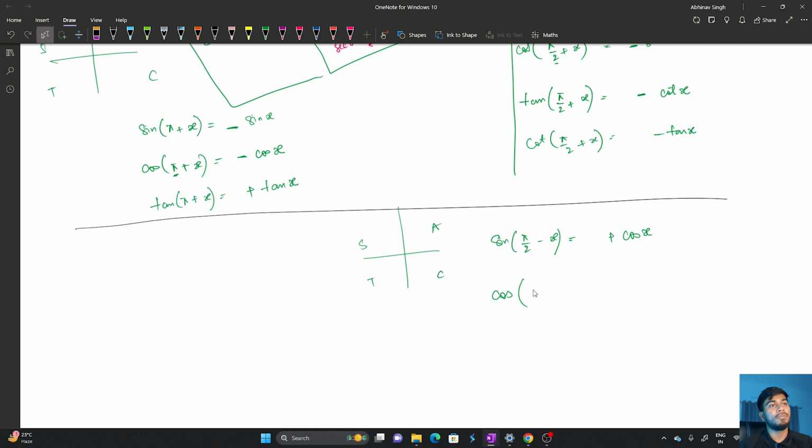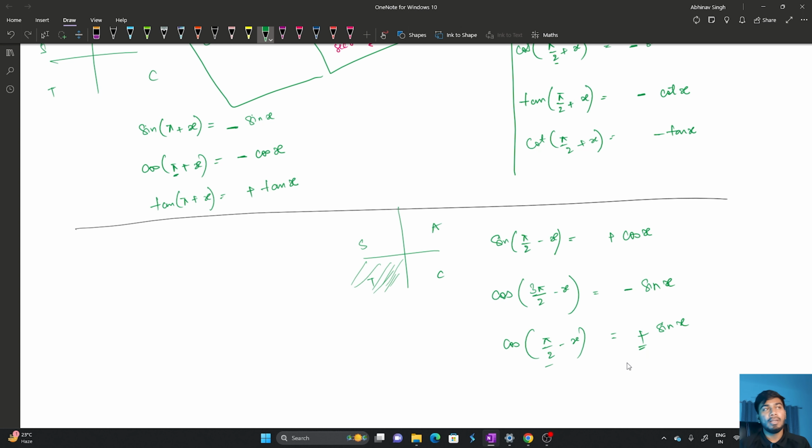Similarly, if I want to find the value of cos 3 pi by 2 minus x, it is 3 pi by 2, meaning a multiple of pi by 2, so change the trigonometric function to sine. And 3 pi by 2 minus x will lie in the third quadrant, right? And cos is negative in the third quadrant, so cos 3 pi by 2 minus x will be minus sine x. Similarly, cos pi by 2 minus x, since it is pi by 2, change the function to sine, and it will lie in the first quadrant. In the first quadrant, every trigonometric function is positive, so you will keep a plus sign here.